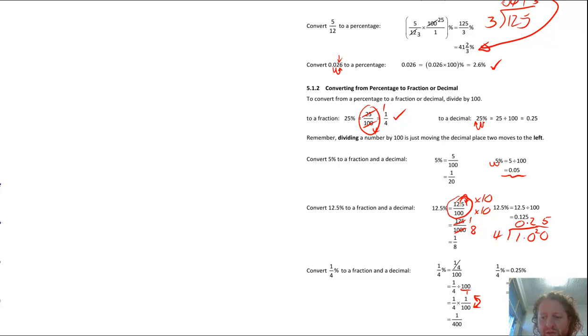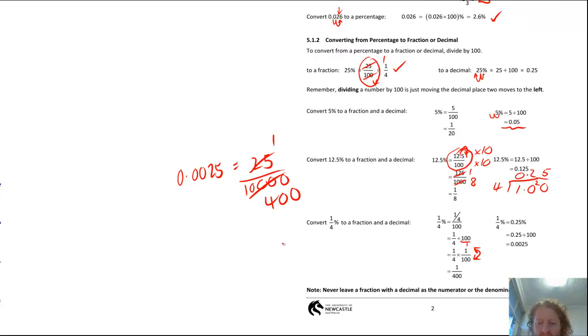And let's just do a little proof here that I'm right. 0.0025. When we looked back at conversions between decimals and fractions, we would have called that 25 over 1, 2, 3, 4 zeros after the 1. 25 on 10,000. And if I divide that by 25, well, I know there's 1 25 in 25, and there's 400 25s in 10,000. So they were the same answer. All good. Never leave a fraction with a decimal as the numerator or the denominator. Absolutely not, because it's not really a fraction.